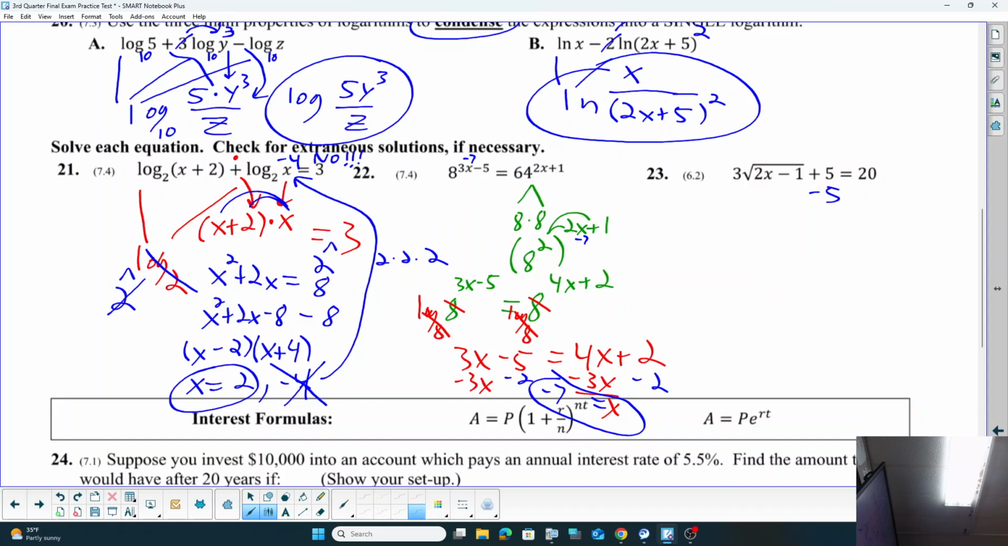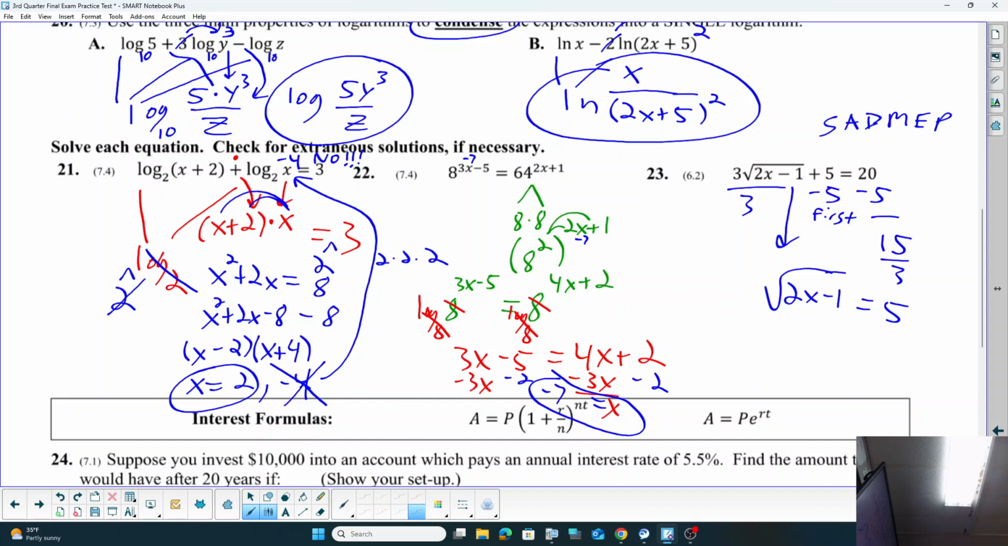Okay, so you do have to minus 5 first. SAD MEP is what we're doing, not PEMDAS. SAD MEP is what we're doing there. So then we're going to minus 5. So 20 minus 5 is 15. And then we'll divide by 3. We get 5. We bring it down. Square root of 2x minus 1.